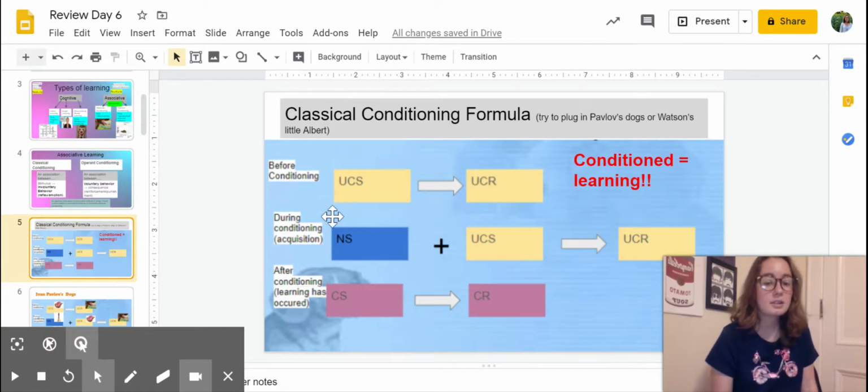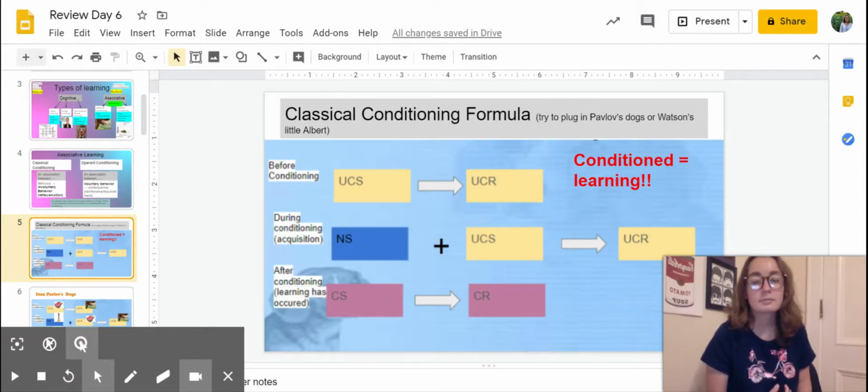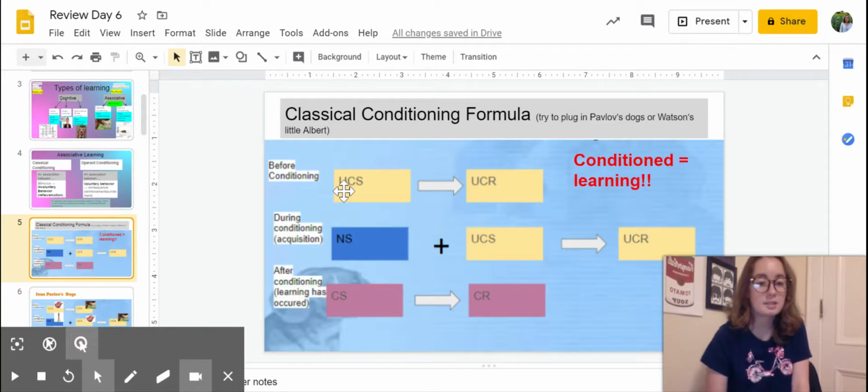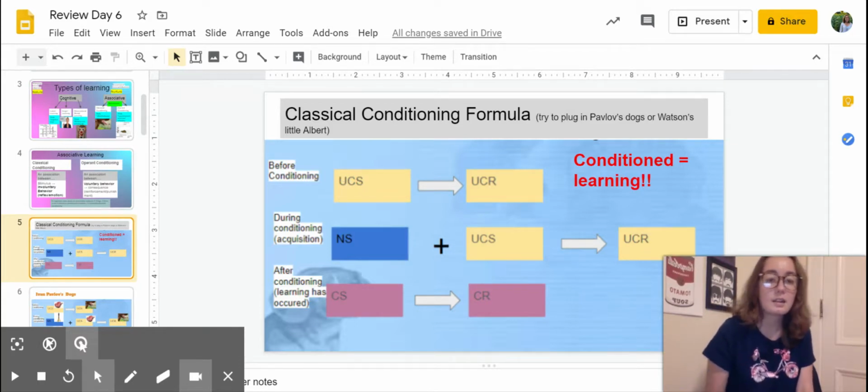And then during conditioning is acquisition. So acquisition just means that now you're pairing things together and the learning is occurring because this is during conditioning. Conditioning means learning. And then after conditioning, obviously, that means after the learning has taken place. So let's start by breaking this down. The unconditioned stimulus is just the thing that elicits or causes a certain unconditioned, involuntary, reflexive response.